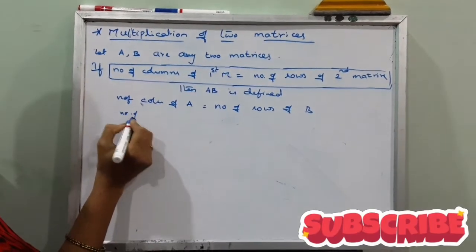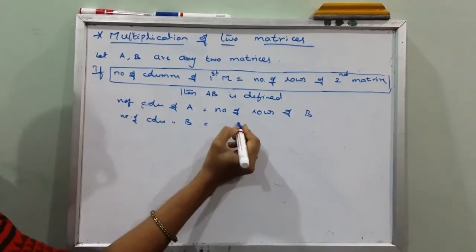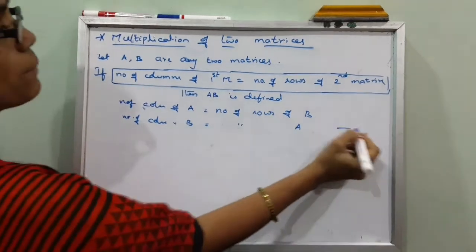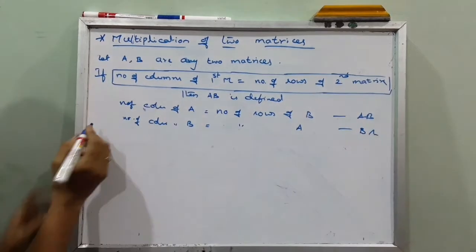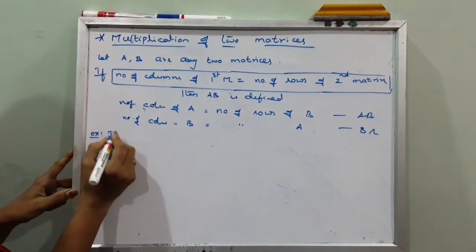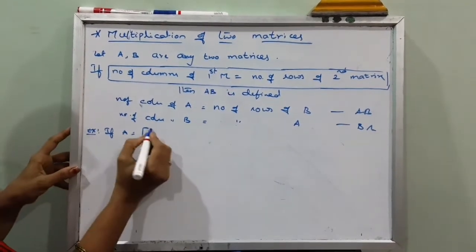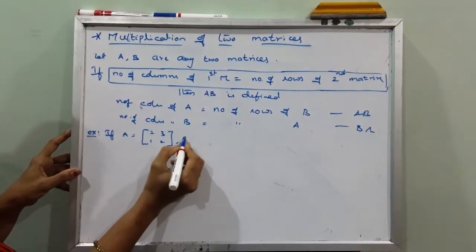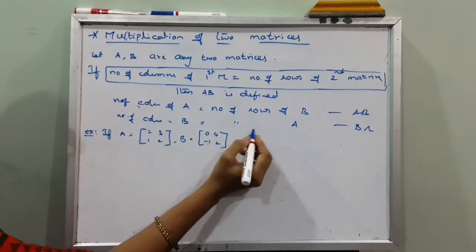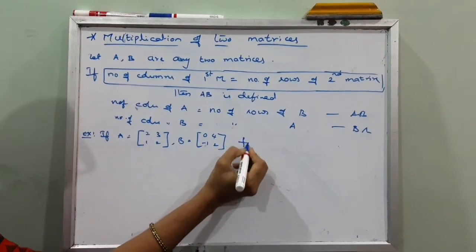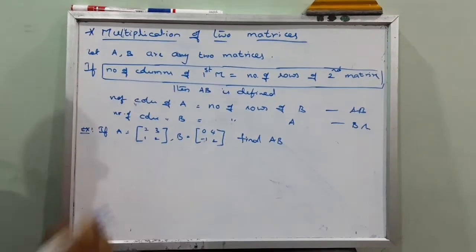Suppose the number of columns of B is equal to the number of rows in A, then BA is defined. AB exists, the product BA exists. For example, I am taking a 2 by 2 matrix. If A is equal to 2, 3, 1, 2 and B is equal to 0, 4, minus 1, 2, find AB, the product of A and B.